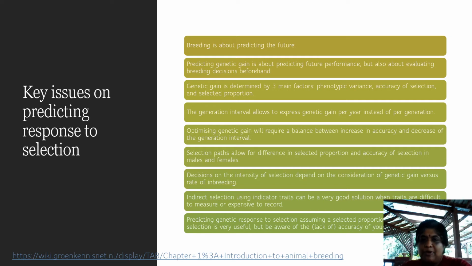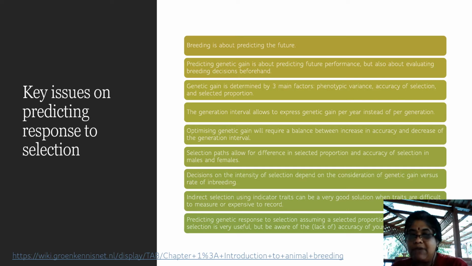So you must always understand breeding is about predicting the future. Predicting the genetic gain is about predicting future performance and evaluating breeding decisions. Genetic gain is determined by three main factors: phenotypic variance, accuracy of selection, and selection proportion. Now the generation interval allows us to express genetic gain per year instead of per generation.